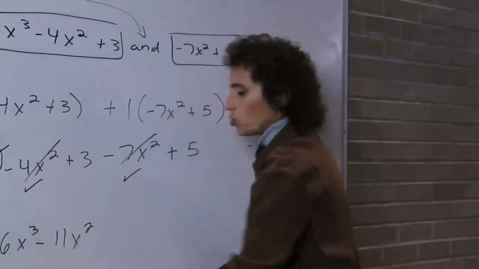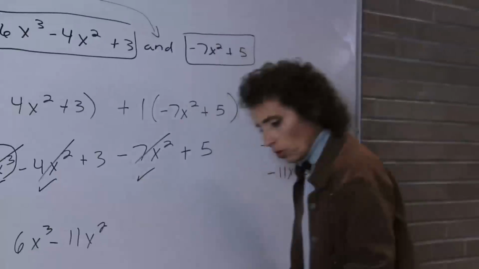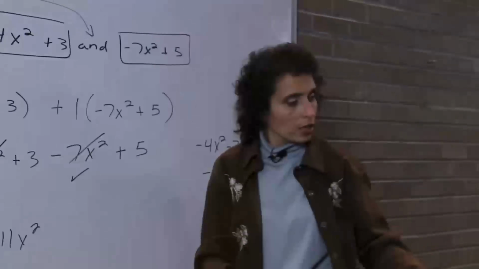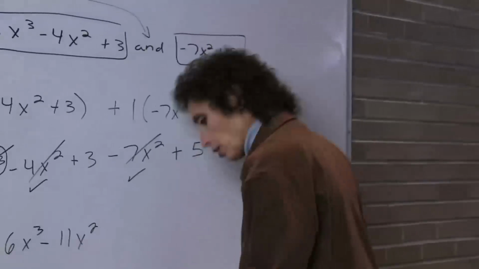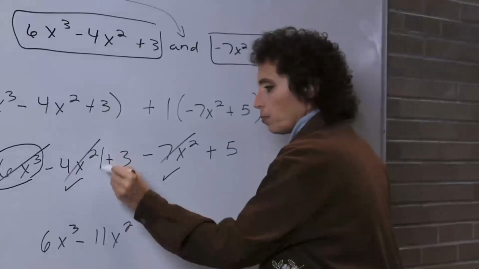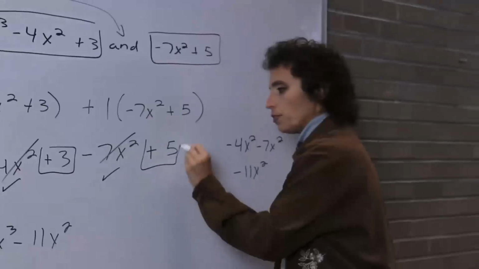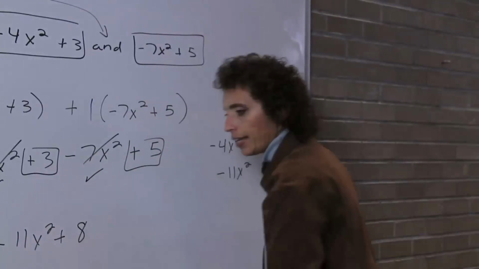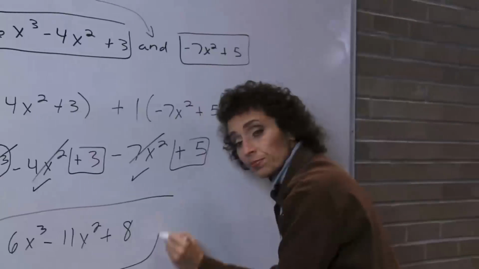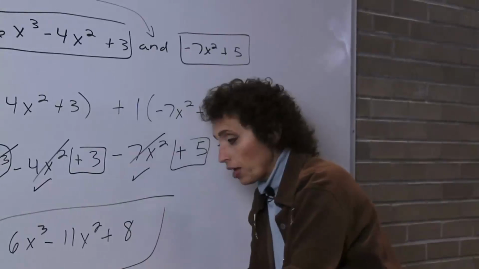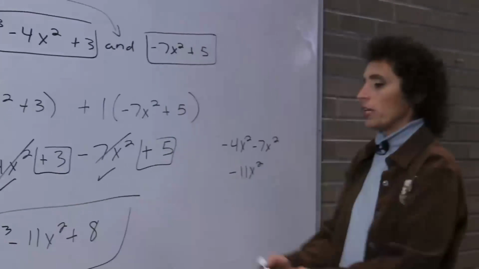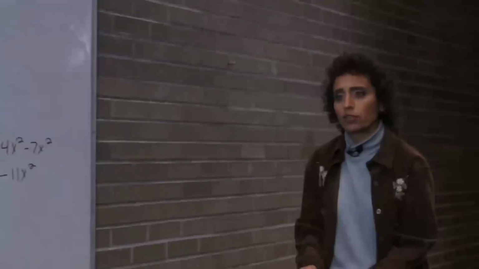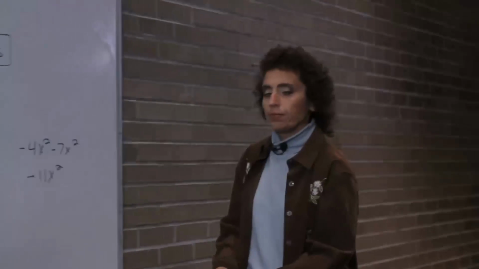And then finally, we just deal with the numbers. The numbers are, did I lose my little marker? It's okay. Okay, positive 3 and positive 5. So I have 3, I have 5, so I have 8. So that's my final answer. I cannot do anything with that because they're not like terms. So that's my answer. 6x cubed minus 11x squared plus 8.